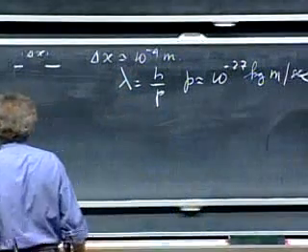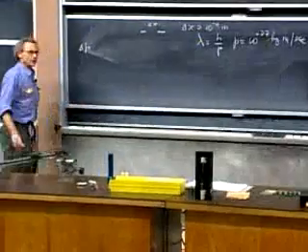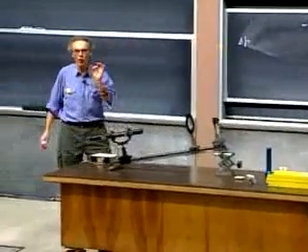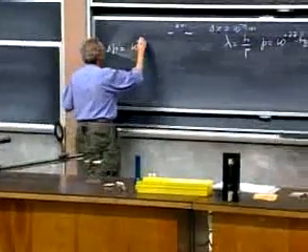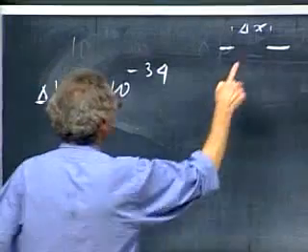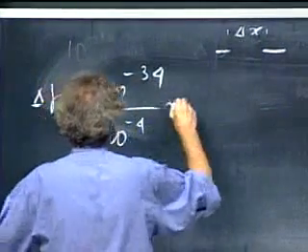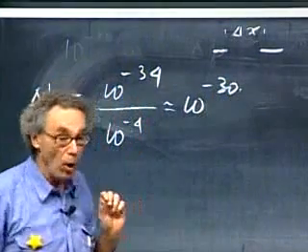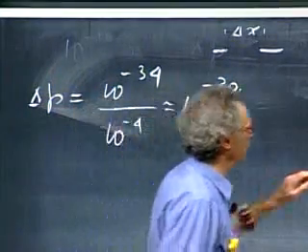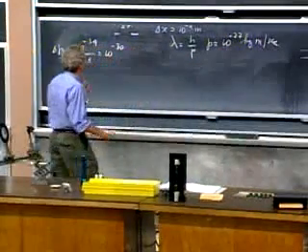So now, I have a delta P. The degree to which the momentum is undetermined, according to Heisenberg, is going to be 10 to the minus 34 divided by delta x, which is 10 to the minus 4th. So that is 10 to the minus 30. It's very small. But the momentum itself is 10 to the minus 27. So it's only 1 part in 1,000.